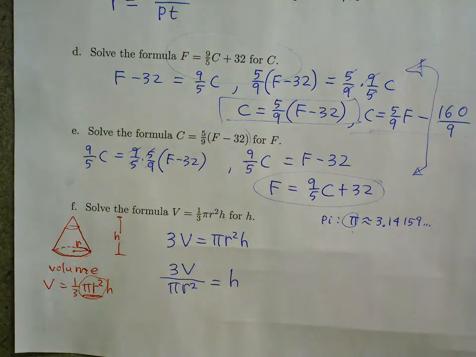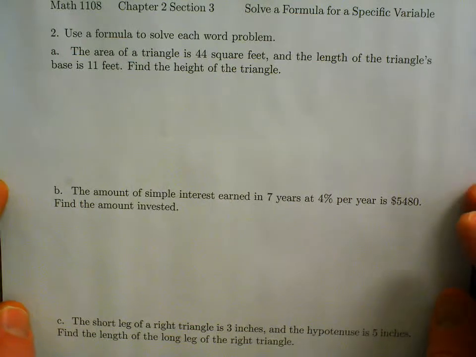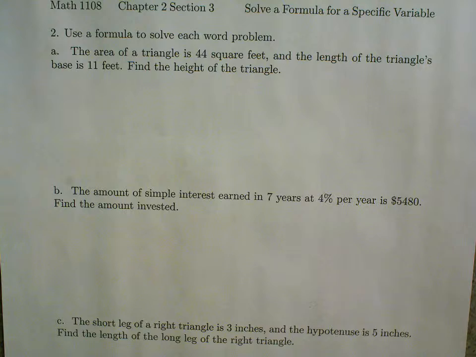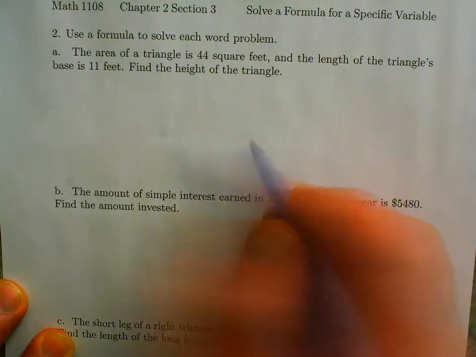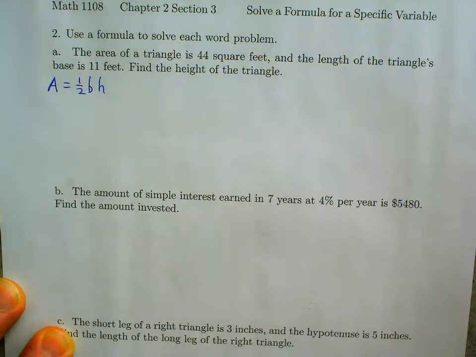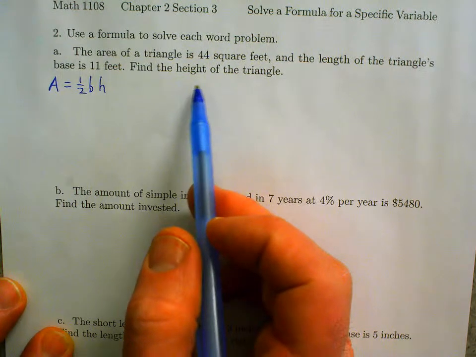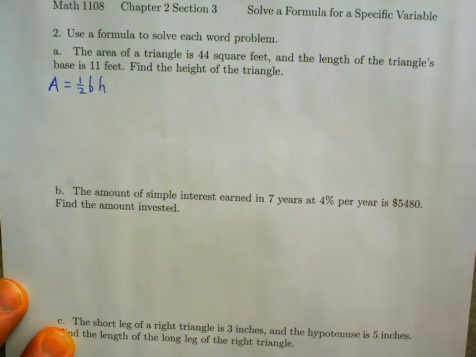All right, the next page. Use a formula to solve each word problem. In this one, the area of a triangle is 44 square feet, and the length of the triangle's base is 11 feet. Find the height of the triangle. So first write down the appropriate formula. The area of a triangle is 1/2 times the base times the height. And since we want to find the height, we can go about answering this problem in one of two ways. We can first solve the formula for h.